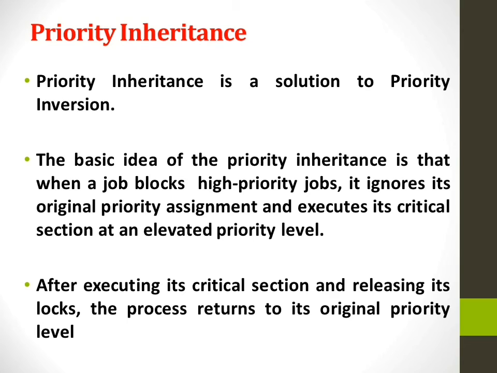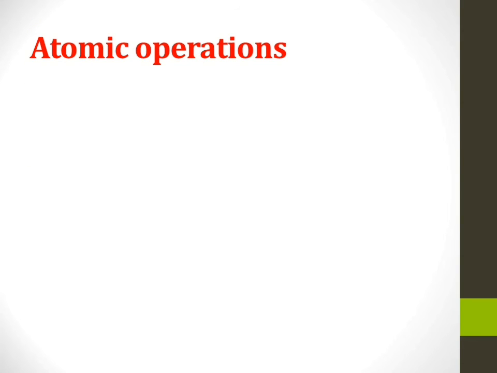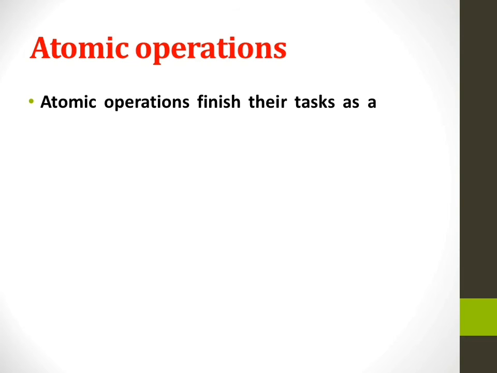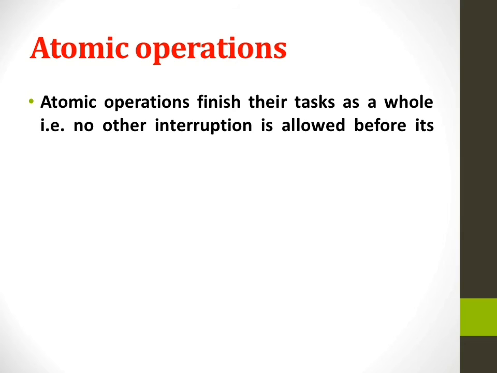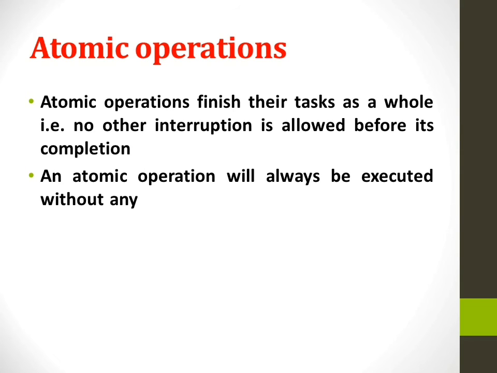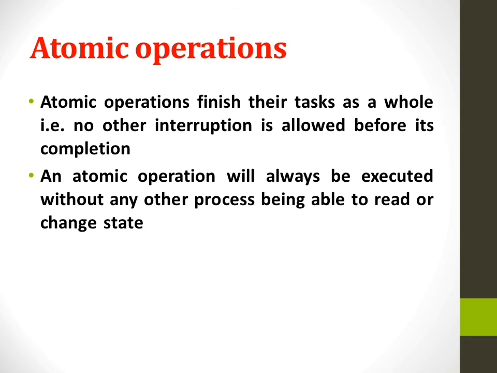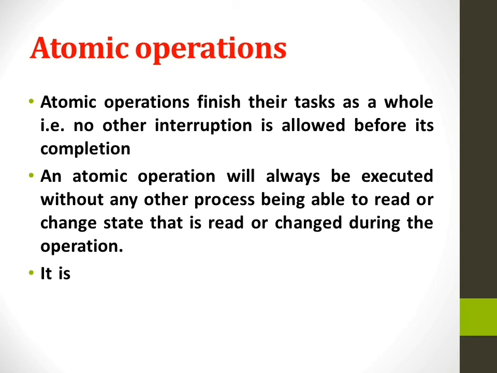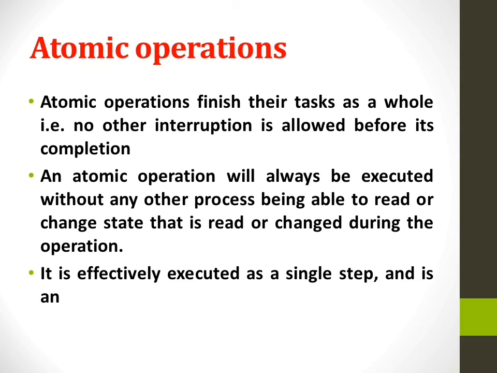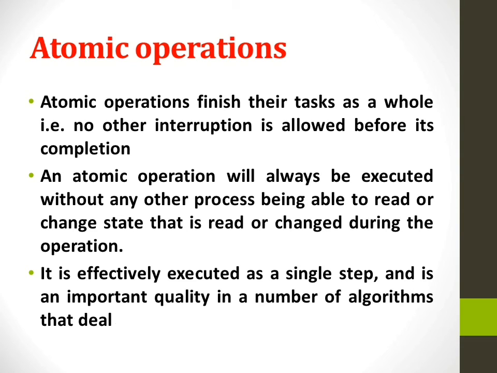Next question. What do you mean by atomic operations? Atomic operations are those operations that finish their task as a whole, that is, no other interruption is allowed before its completion. An atomic operation is an operation that will always be executed without any other process being able to read or change the state during the operation. It is effectively executed as a single step and is an important quality in a number of algorithms that deal with multiple independent processes.